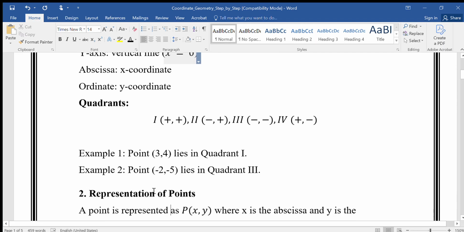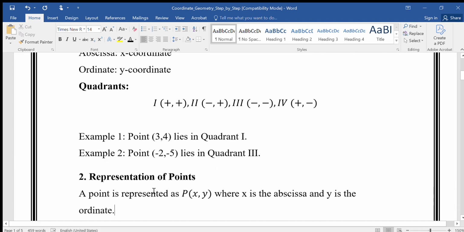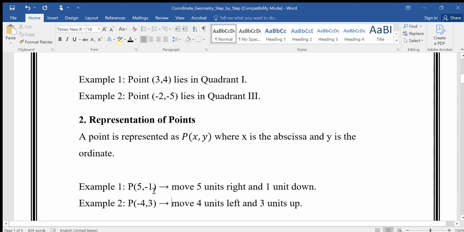Representation of points. A point is represented as P(x, y), where x is the abscissa and y is the ordinate. For example, point (x, y), x is 5, y is -1, move 5 units right and 1 unit down. And point (-4, 3), x is -4, y is 3, move 4 units left and 3 units up from the origin.